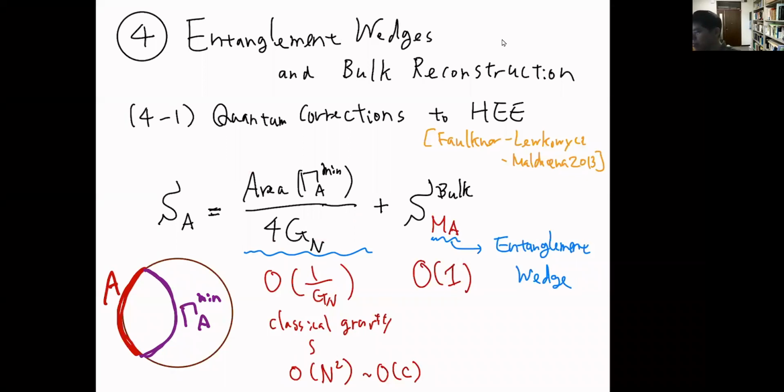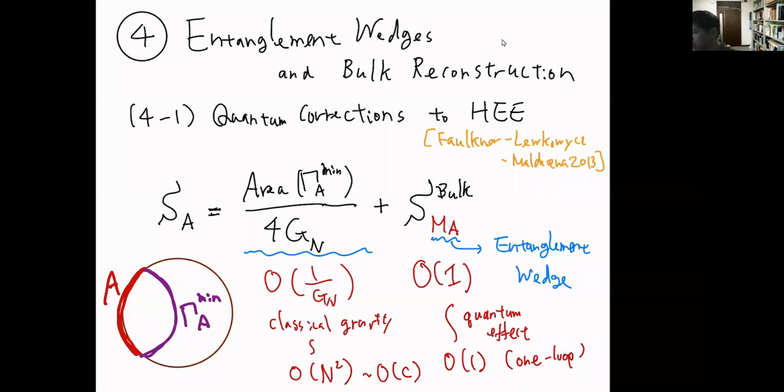This order 1 means, of course, order 1 in the 1 over N expansion. This is a quantum effect, or one loop. For two loops, you get a G Newton, higher powers of G Newton, and so on. And this region called M_A is the entanglement wedge. It's called the entanglement wedge.